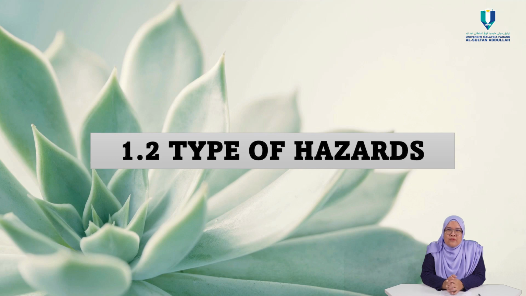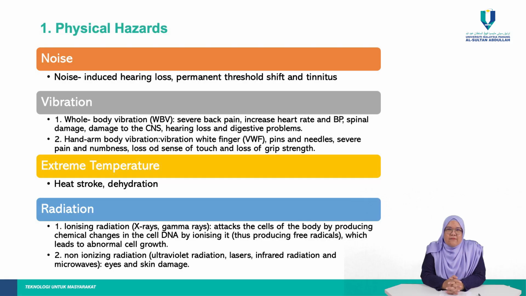Okay, next move to the types of hazards. Okay, first is physical hazard. A physical hazard is a type of hazard in the workplace or environment that can potentially cause harm to individuals due to its physical characteristics. These hazards are typically tangible and arise from the presence of various objects, substances or conditions that can lead to accidents, injuries or other adverse effects.